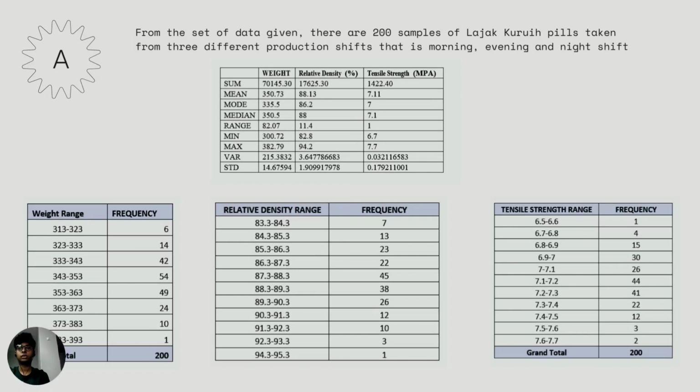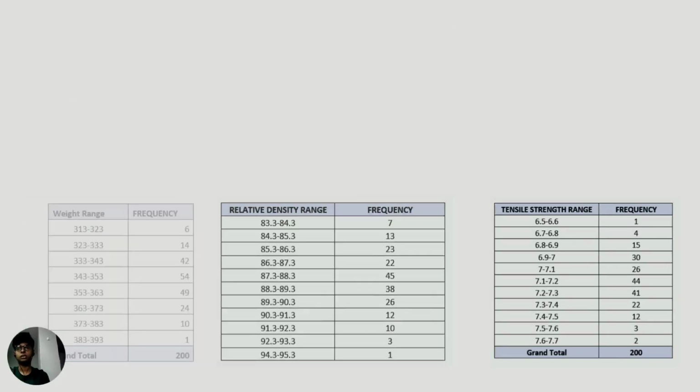Next, we go to the tensile strength range. As you see, the maximum frequency obtained is 44, which is at the 7.1 to 7.2 range, at a grand total of 200. So these are the tabular forms that we accumulated from the data sheet given to us.